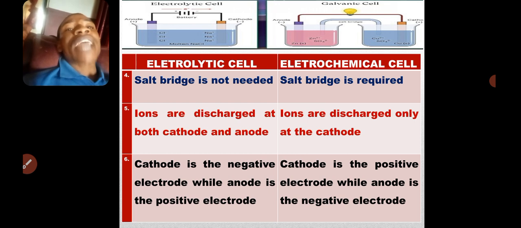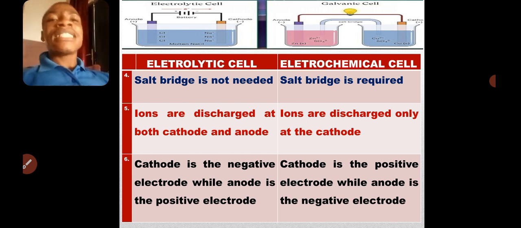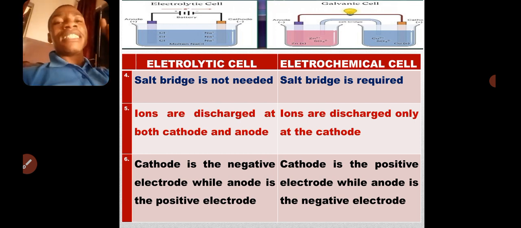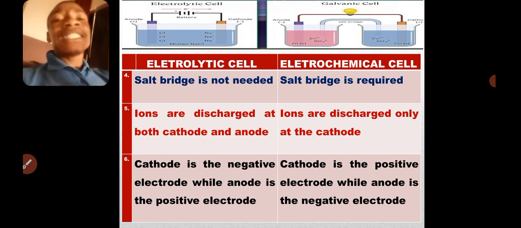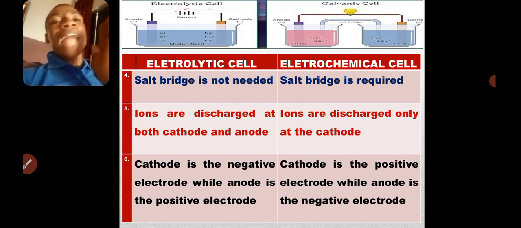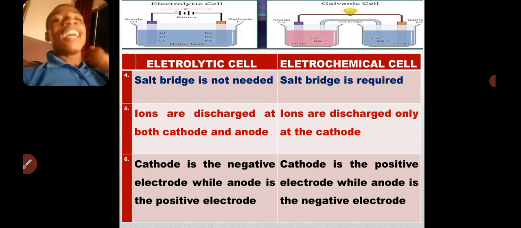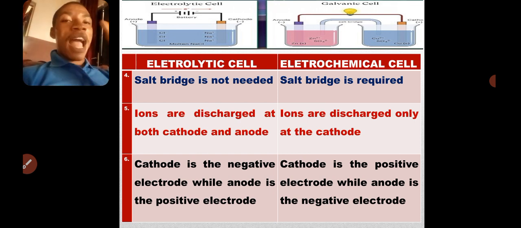Then number 5, ions are discharged at both anode and cathode in electrolytic cell. Don't forget, negative ion will be discharged at the anode of electrolytic, whereas positive will be discharged at the cathode of electrolytic. But in electrochemical cell, ions are not discharged at the anode at all. The anode merely dissolves to produce electron that will pass through the wire to cathode. The only discharge of ion that occurs in electrochemical cell is at the cathode. So the ions at the cathode receive electron and get discharged.